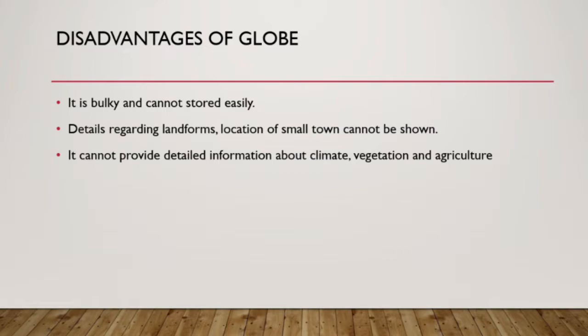You only see the continents and countries, not specific towns. And also it cannot tell the type of climate which a country will have, and it doesn't show vegetation and agriculture, like where certain crops should be planted or not planted.